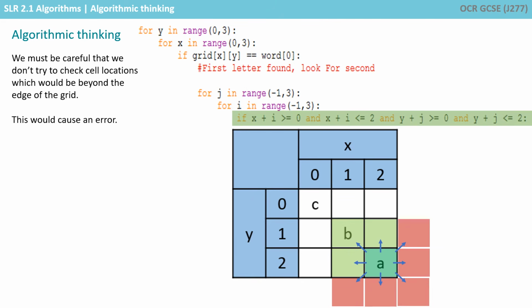Now when we do this, there's a danger that the cells we end up checking are off the edge of the grid. And so we need to make sure we keep track of that. Otherwise we're going to get an error when we run our program. So we need to be saying if X plus the offset is greater than or equal to 0 and X plus the offset is less than or equal to 2 and y plus the offset is greater than or equal to 0, and y plus the offset is less than or equal to 2, then we're okay to check if that's a letter in the grid. Otherwise we can't, because it would be outside the bounds.